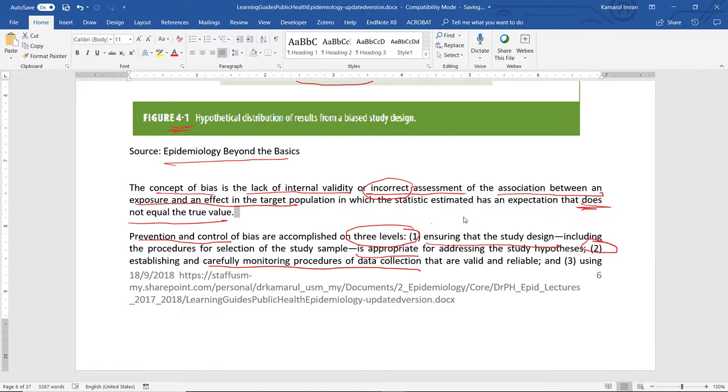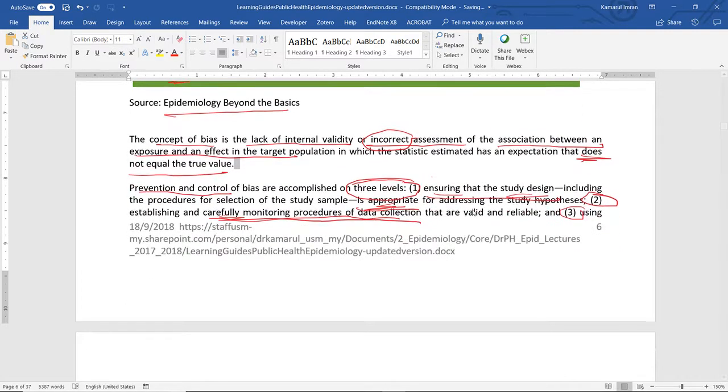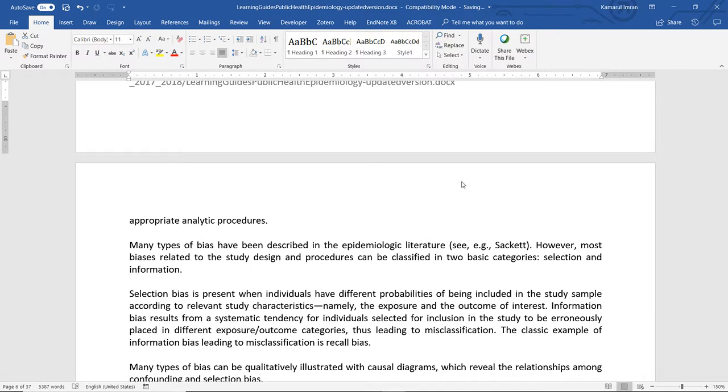So to prevent and control bias, that can be done in 3 levels. Number 1, ensure study design is appropriate. Number 2, carefully monitor procedure of data collections. And number 3, appropriate analytical procedures. After you have collected data, you must make sure that the analysis is correct.